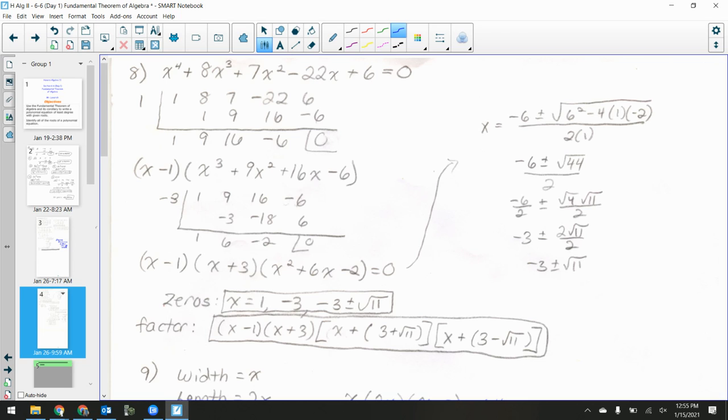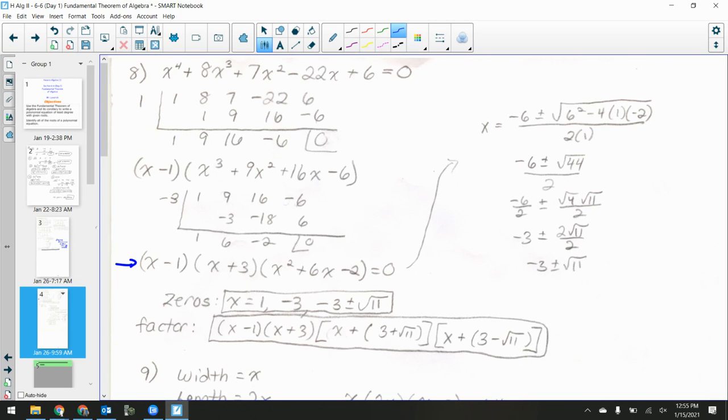Again, you would have put this into your calculator and seen that it crosses at 1 and -3, but you can choose to do 1 or -3 first. It doesn't really matter which one you go first. You get this step in the end. So I've got x minus 1, x plus 3, x squared plus 6x minus 2. And then there's the work for the quadratic formula.